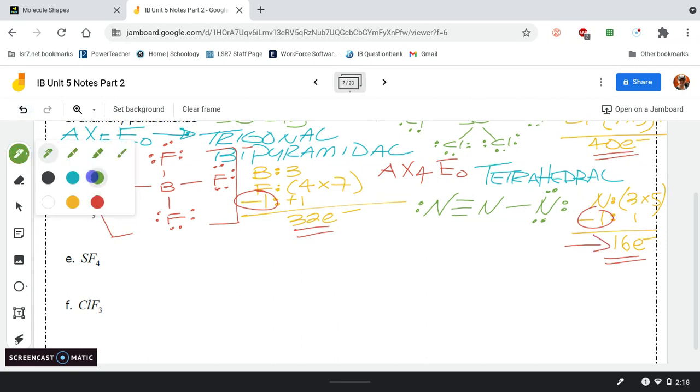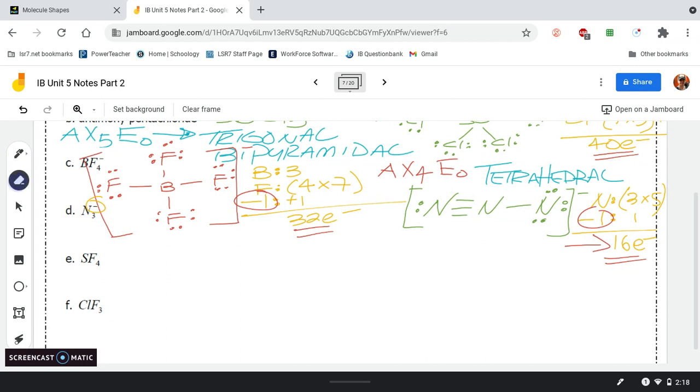So you have to put it in brackets and put that minus 1 on the outside. And then let's go ahead and come back down here. What did we end up with? We ended up with an AX2E0. So when you look that one up, it's going to be linear.